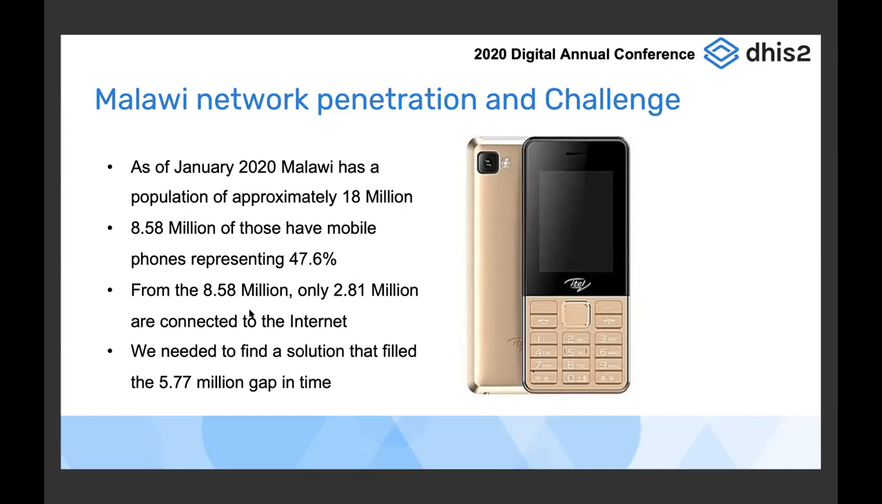And then we needed a way or a solution to fill the gap in between the 8.58 and the 2.81 million, so that we can also provide surveillance for the people in that gap. And speaking of the challenge, to the right of the screen, that's what our challenge was more or less like, because such devices are the most common within the population in the country, and we needed to leverage the capabilities of such devices for people using them so that they can also report or monitor what's happening during the pandemic.